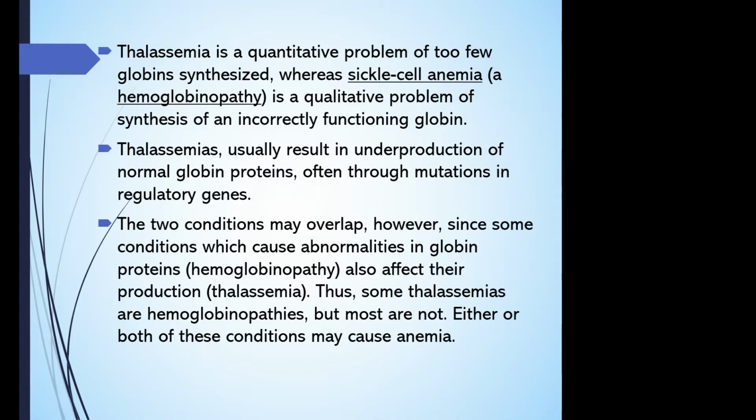Once again, I remind you that hemoglobin is required for the carrying of oxygen. So the two conditions may overlap. However, since some conditions which cause abnormalities in the globin protein, hemoglobinopathy, also affect their production, thalassemia. Thus, some thalassemias are hemoglobinopathies, but most are not. Either or both of the conditions may cause anemia.